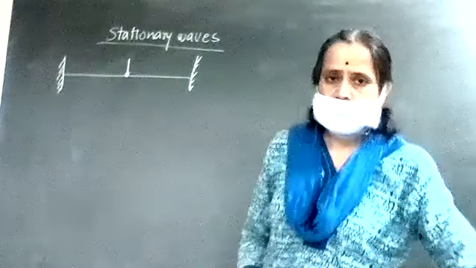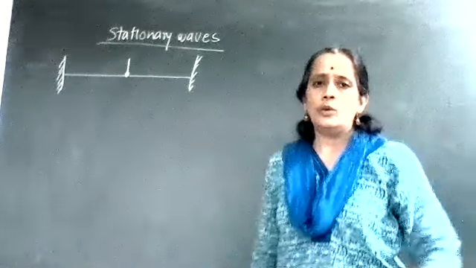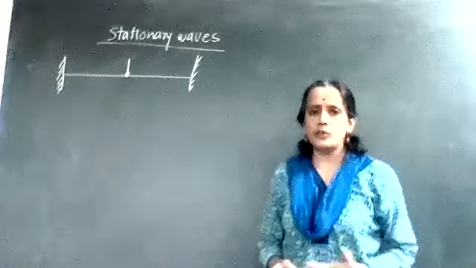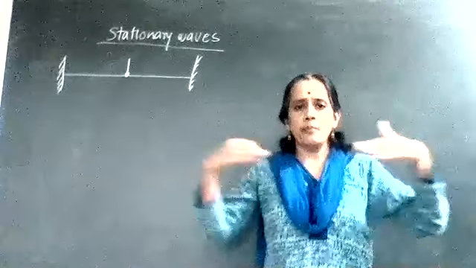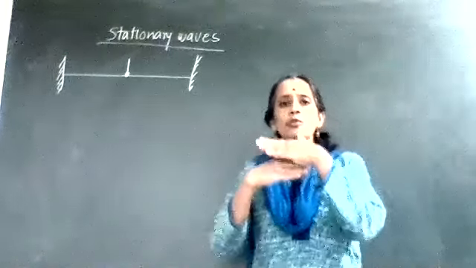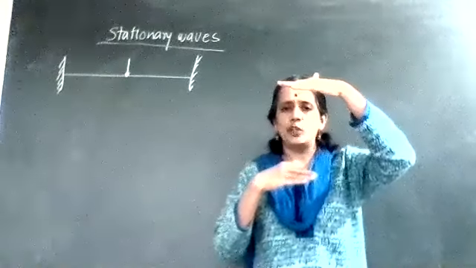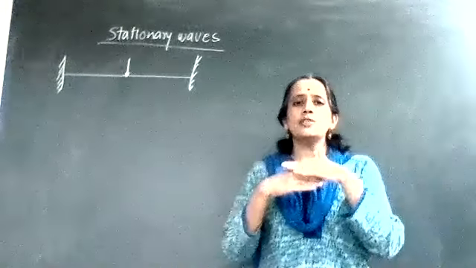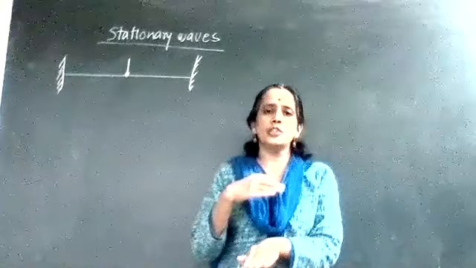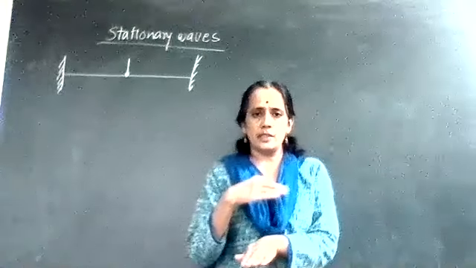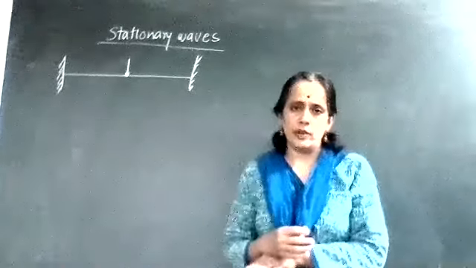Today we are going to start the topic of stationary waves. Already we have seen the progressive wave, and when two progressive waves get superimposed on each other, due to superimposition there will be either an enhancement in the amplitude, which is called constructive interference, or a decrement in the amplitude, which is called destructive interference. Right? So that is nothing but the principle of superposition of waves.